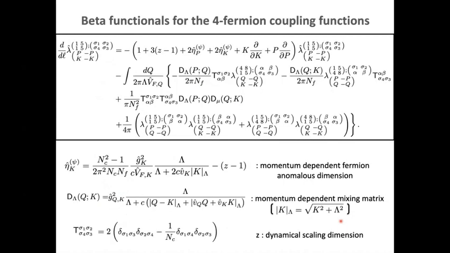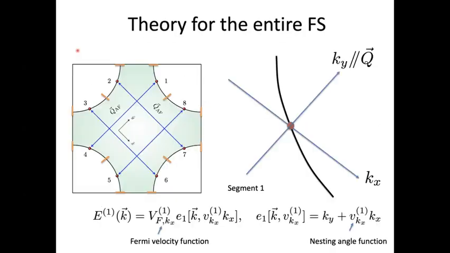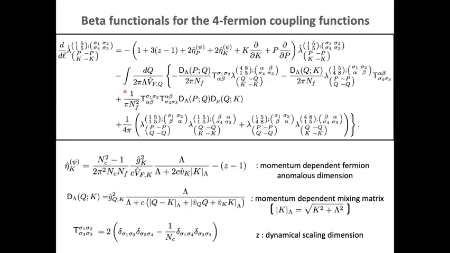For example, I'm just showing the beta functional of the four-fermion coupling in the pairing channel. So where electrons, say in segments 1 and 5, so 1 and 5 are the ones that are antipodal here, with momentum, say, k and minus k, scatter into the same segments with momentum p and minus p with some spin combination. And this is the leading order beta functional computed in the limit that the nesting angle is small.